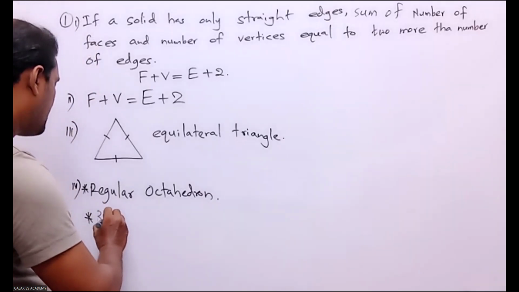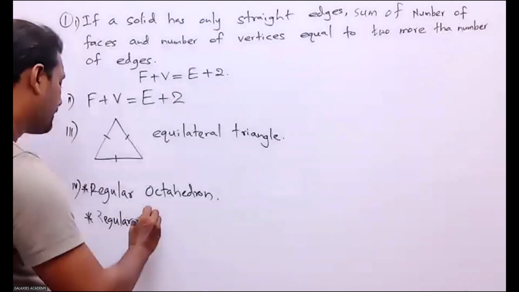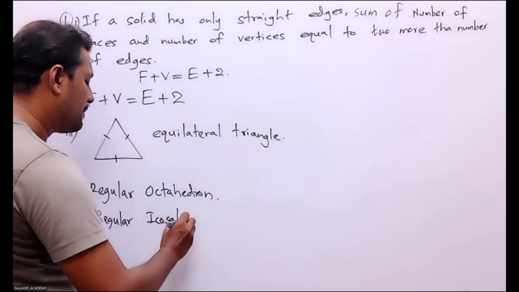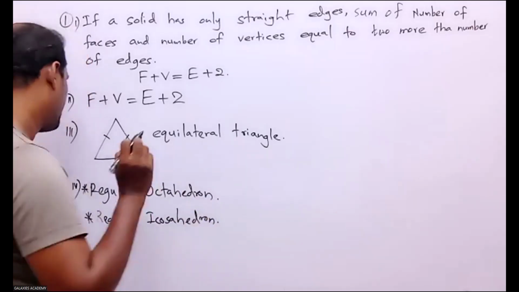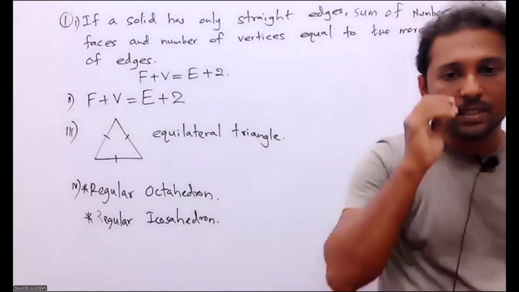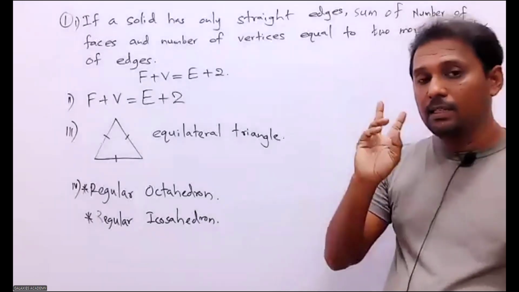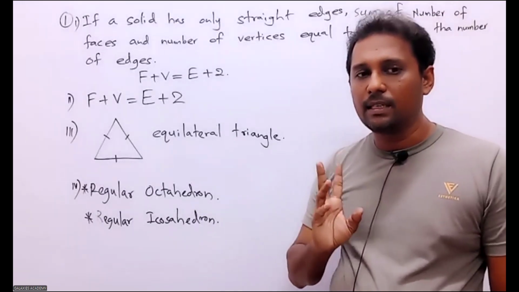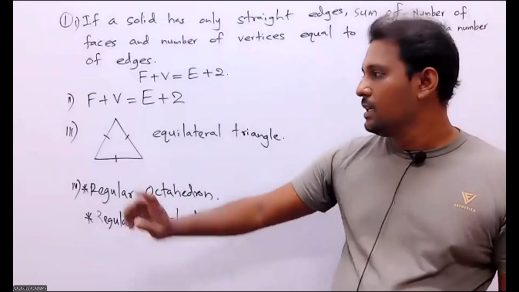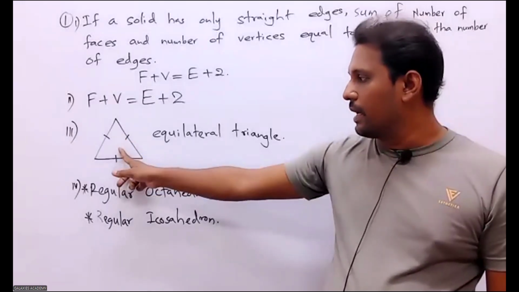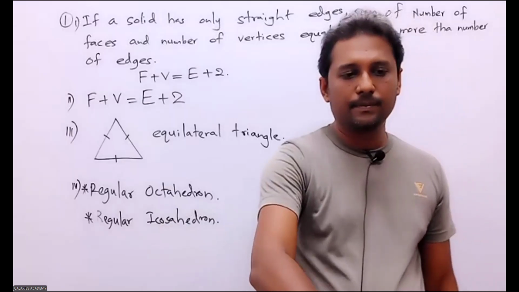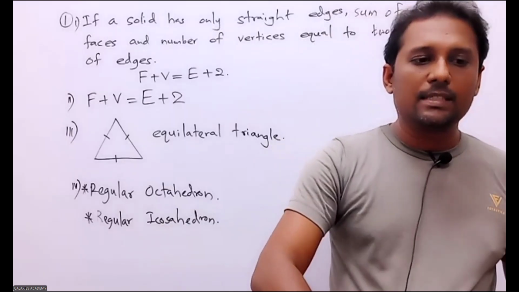Regular icosahedron, right? Regular icosahedron. They are the 3 types of solids that contain equilateral triangular faces, right? Regular tetrahedron, regular octahedron, and regular icosahedron. Right. It is the fourth part.